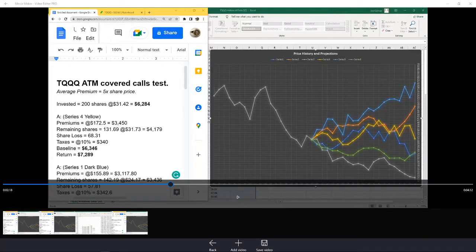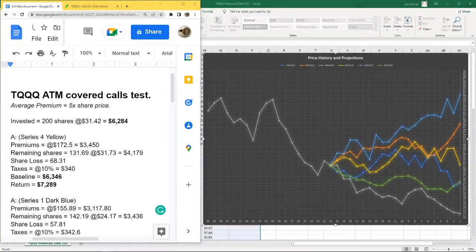I forgot to mention that the premium calculation was based on the average premium being 5 times the current share price. I use that number because I've been watching the options chain for the past several weeks, and the average premium for an at-the-money covered call is about 5.3 times the current share price. So I used 5 as a conservative estimate, and it makes the math a little easier. So not only do those numbers allow you to make the chart, but they also give you the numbers you need to run the calculations and get the results. I'm going to show you the results now.